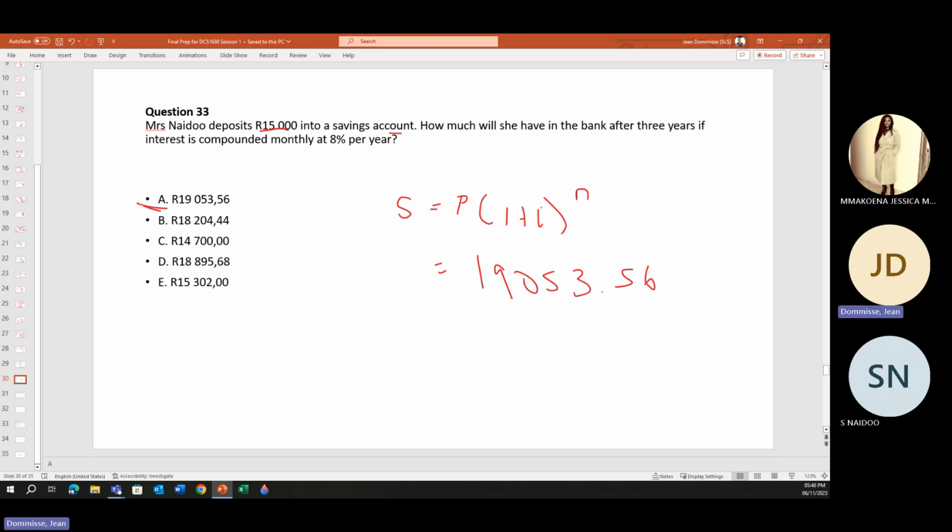You could also have used the formula, which you could have done as well. So again, it doesn't matter which one you used, you would have gotten the same answer.